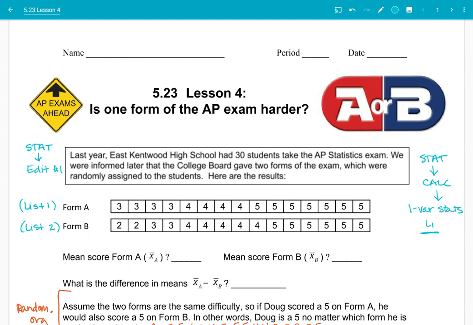So for form A, which was X bar A, we have a mean of 4.2. Do the same thing for list B. You should end up getting a mean of 4.0.